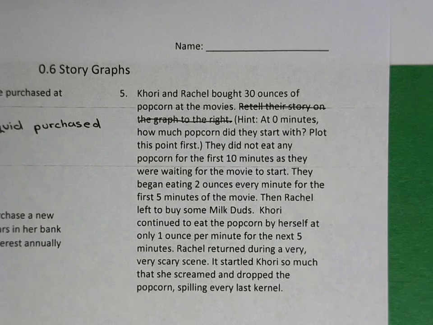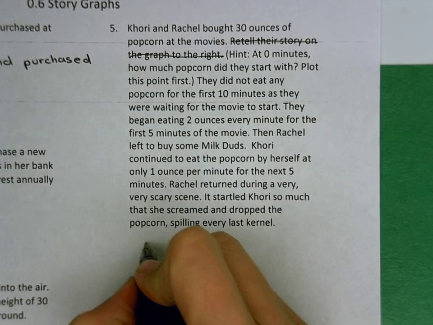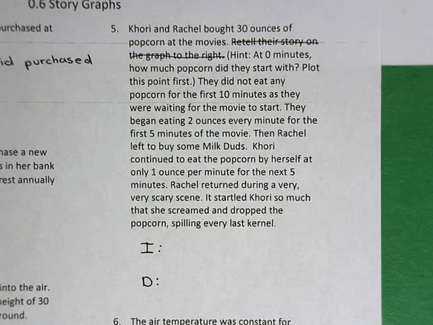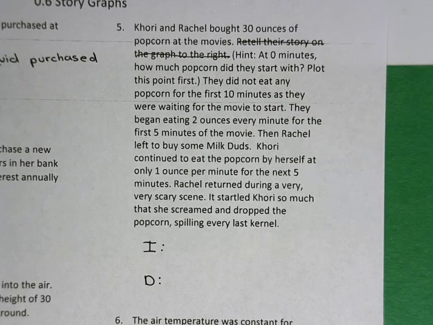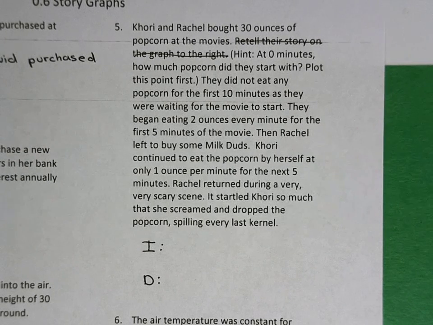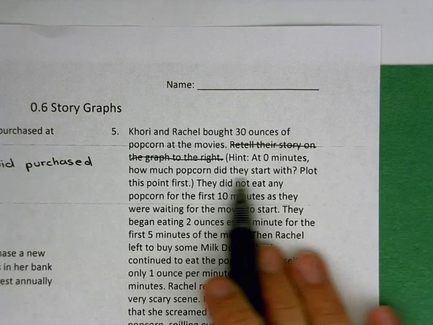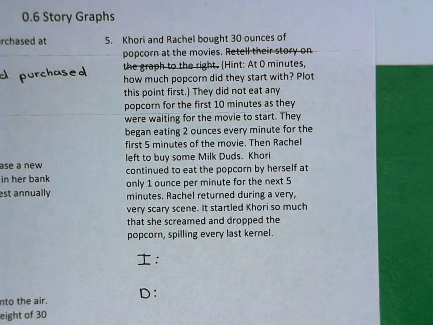So again, same first question. What are my independent and dependent quantities? Well, the two things that I noticed getting measured here are time and ounces of popcorn. And I'm going to go ahead and make my dependent, based on my story, ounces of popcorn in the bucket, because I was told here at the beginning, hint, at 0 minutes, how much popcorn did they start with? How much was in their bucket? And so I'm going to make that my dependent. How much is in the bucket?